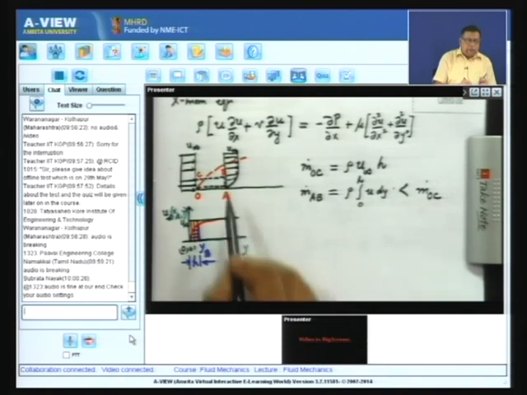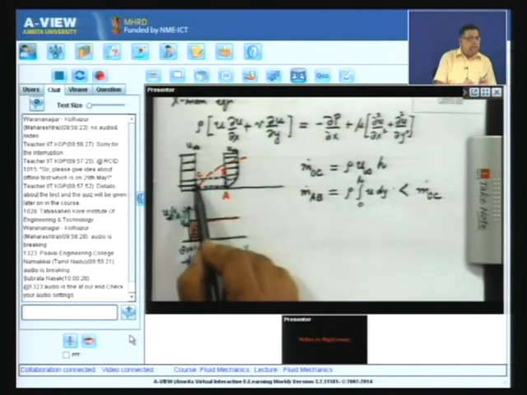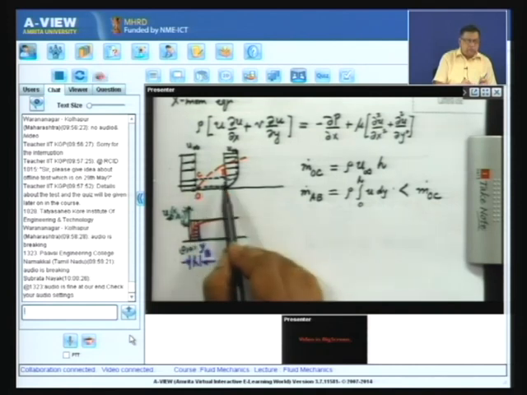The reason being that if you look at how the velocity is varying from A to B, it is 0 at the wall and it increases, but it has not reached u infinity here. So, everywhere the velocity here is less than u infinity, whereas here everywhere the velocity is u infinity. So, that means more mass is entering this control volume through this face than is leaving through the right face.